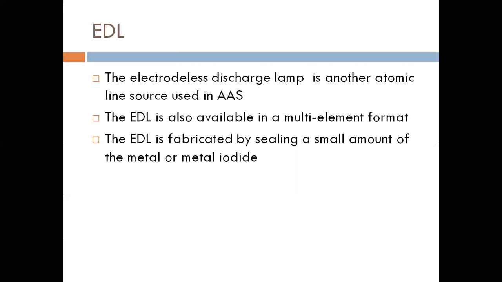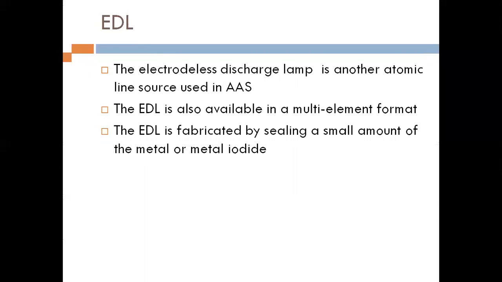EDL, the electrodeless discharge lamp, is another atomic light source used in AAS. The EDL is also available in a multi-element format. The EDL is fabricated by sealing a small amount of metal or metal iodide of interest in a quartz tube filled with an inert gas, usually argon, at reduced pressure.